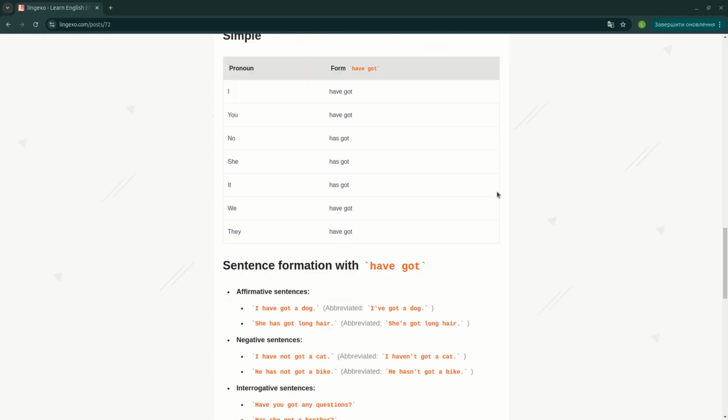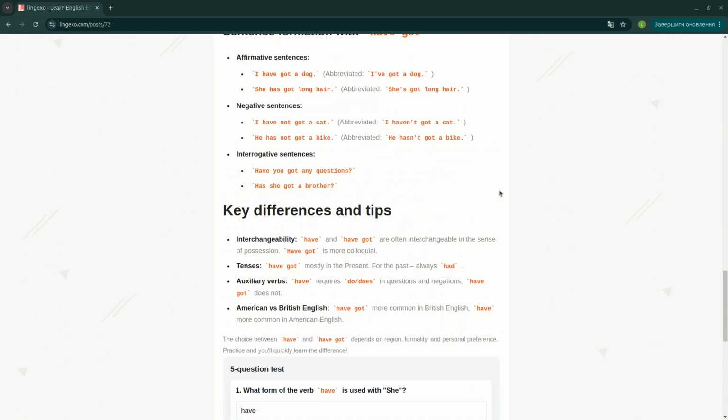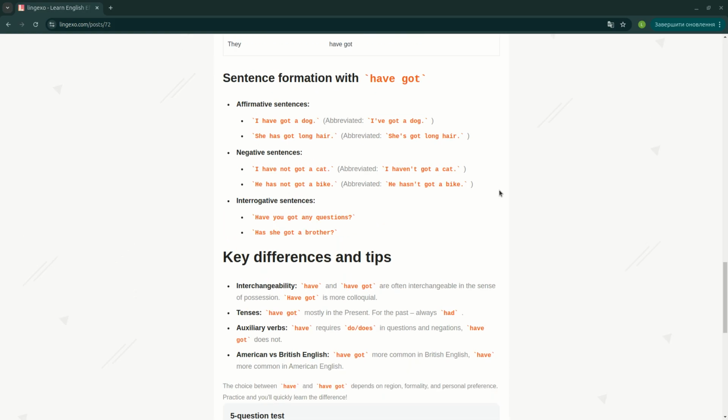Sentence formation. I have got a dog. I've got a dog. Negative sentences. I have not got a cat. I haven't got a cat. He hasn't got a bike. Questions. Have you got any questions? Has she got a brother?